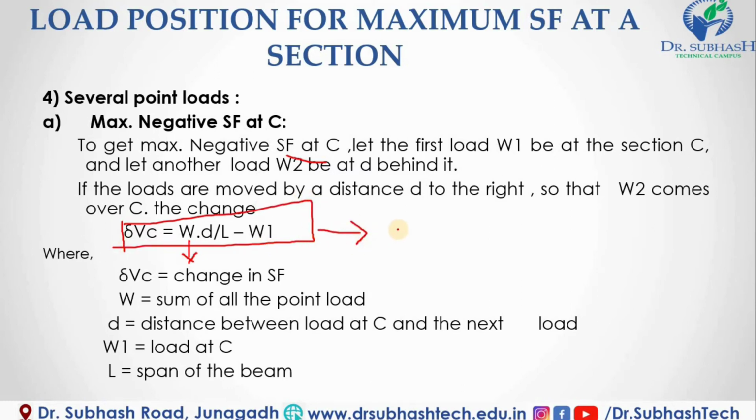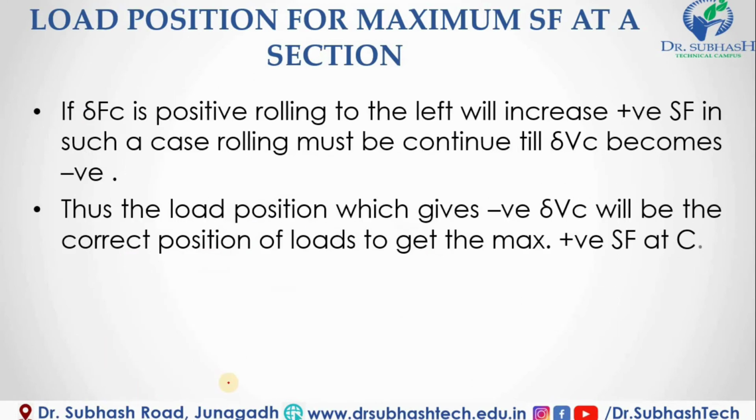If several point loads are given, this equation is very important, and that is why we have to use it in our numerical examples also. So please note down this equation. The case is several point loads and change in shear force, W into D divided by L minus W1, where delta VC is nothing but the change in shear force. W is the sum of all the point loads as described in our first slide. D is the distance between load C and the next load. W1 is the load at the point C, and L is the total span of the beam.